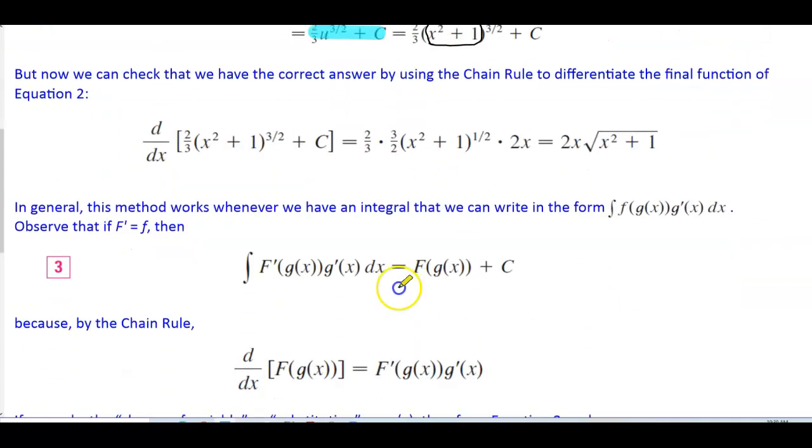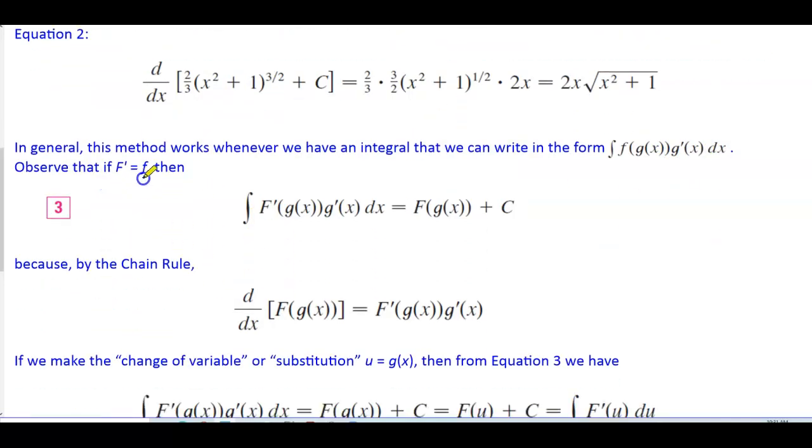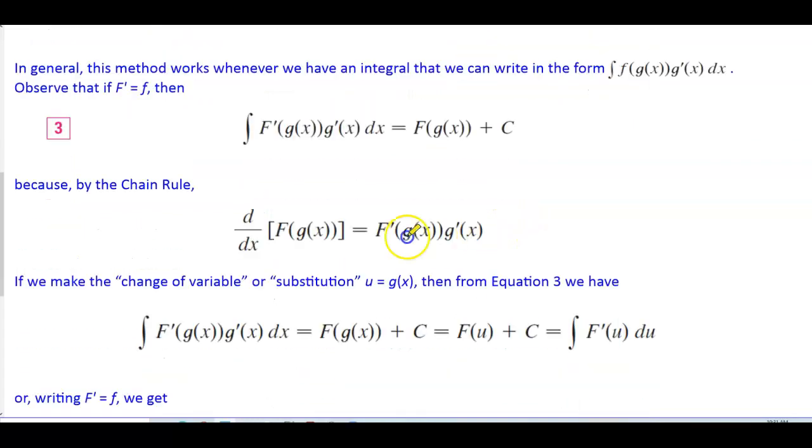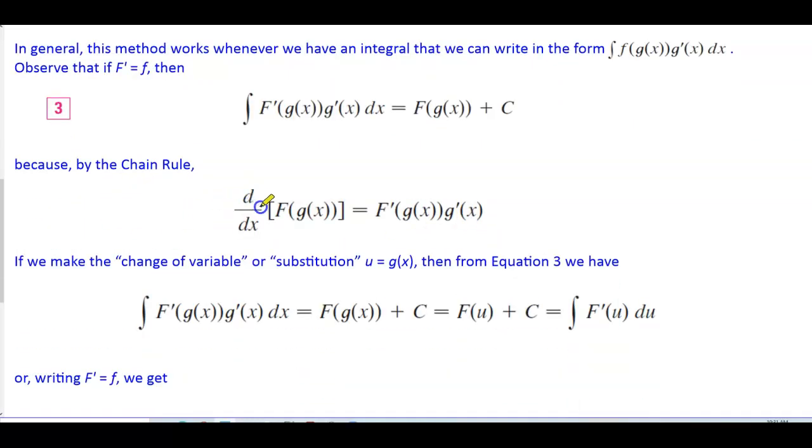So in general, this method works whenever we have an integral that we can write in the form of f of g of x times g prime of x dx. And observe that if f prime is equal to f, then we would say equation 3, that the integral of f prime of g of x times g prime of x dx is equal to f of g of x plus c. And then by the chain rule, we would say that the derivative with respect to x of f of g of x is going to equal f prime of g of x, g prime of x.